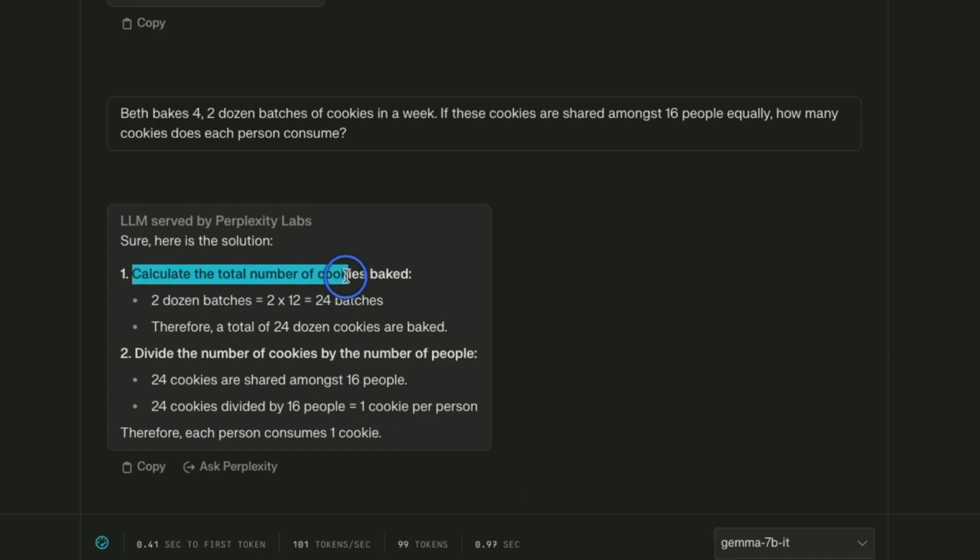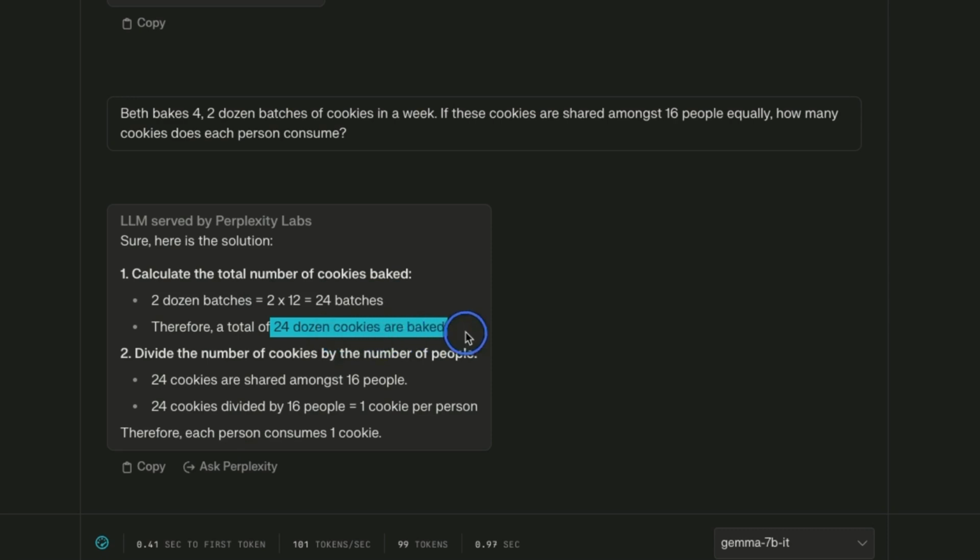Okay, now here's the response from the Gemma model. In this case, it's calculating the total number of cookies baked. So it says 2 dozen batches. And therefore, there are a total of 24 batches. And now, for some reason, it's assuming there is only one cookie per batch, but it's supposed to be 24 by 4, right? So it got this wrong.